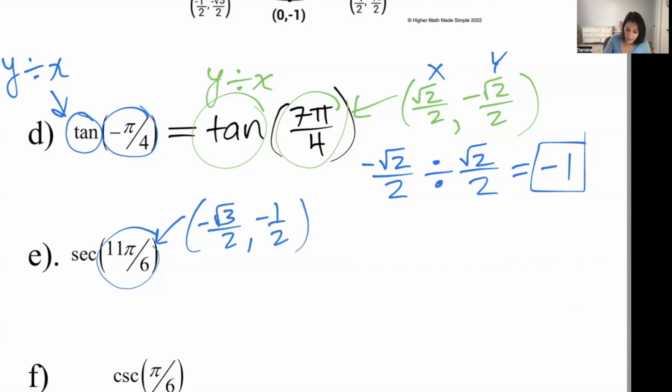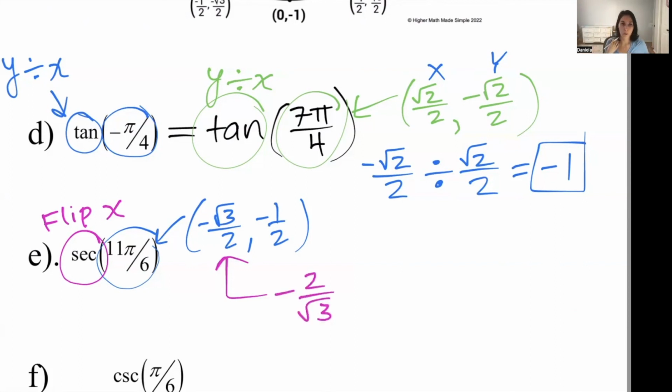And then the secant, you have to memorize, is the reciprocal of the cosine function. Okay, cosine is x, so this means we're going to flip the x value. So we're flipping radical 3 over 2, flip that, is 2 over radical 3. We don't care about where the negative goes. You can put that on the top or the bottom.